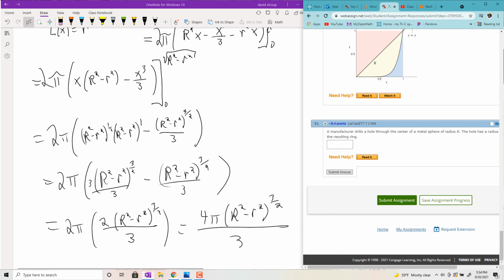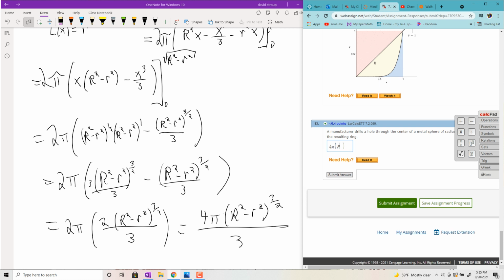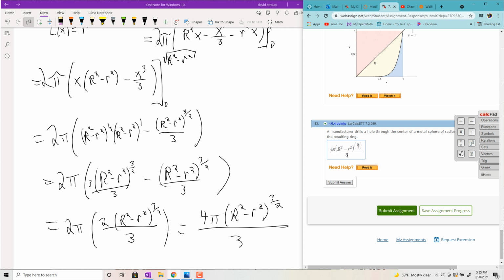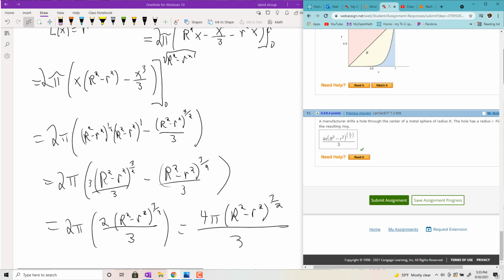All right, so let's plop that in and see if it's right. Big R squared times little r squared to the 3/2 divided by 3. Drum roll. Yay!